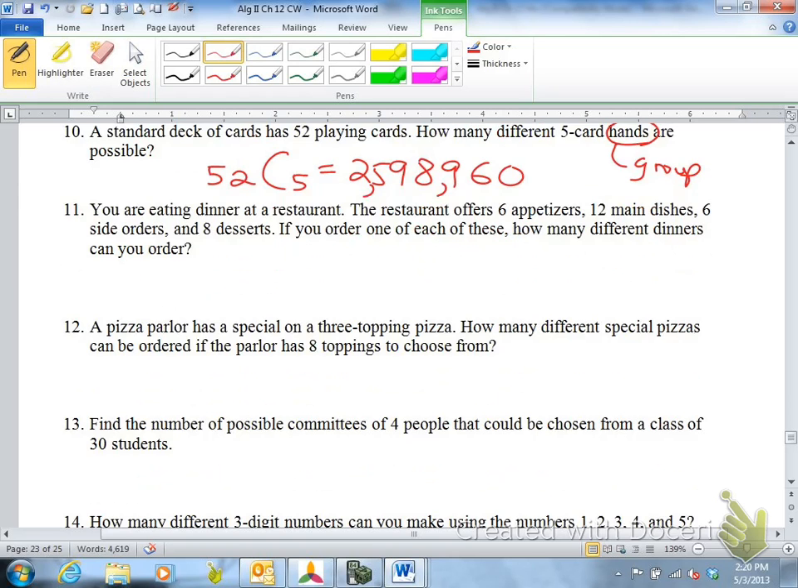You're eating dinner at a restaurant. The restaurant offers 6 appetizers, 12 main dishes, 6 side orders, and 8 desserts. If you order one of each of these, how many different dinners can you order? So in this case, you're just counting different possibilities. This isn't a combination or a permutation. I guess you could use combinations, but it wouldn't make much sense. You pick an appetizer, there are 6 of them. You pick a main dish, you pick a side order, and you pick a dessert. And that would be 3,456.